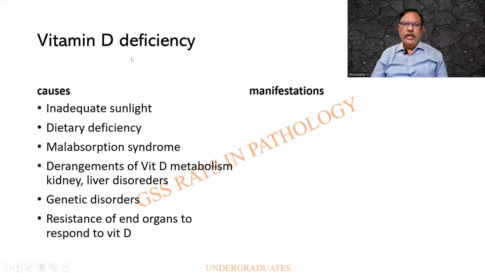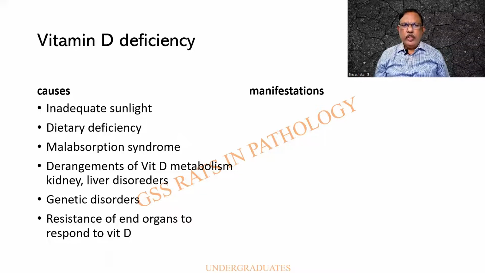Whenever we talk about a vitamin deficiency, there are two important things. One will be the causes for deficiency, and two, what are the manifestations. Coming to the causes of vitamin D deficiency, it can be inadequate sunlight, dietary deficiency, malabsorption syndrome.